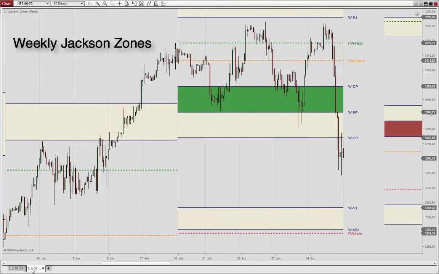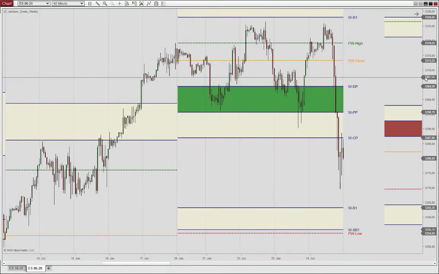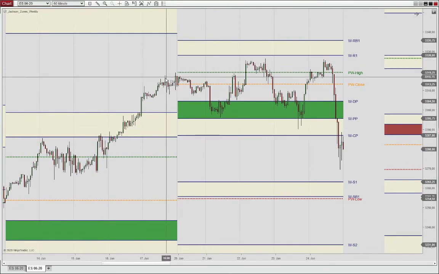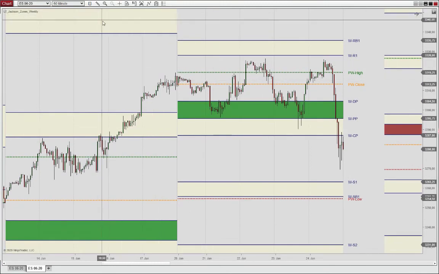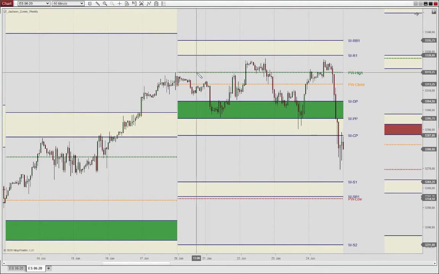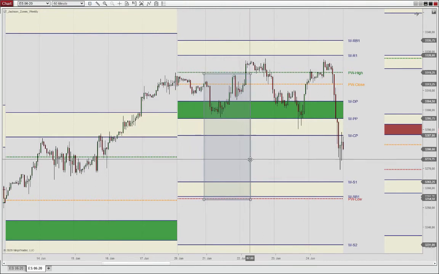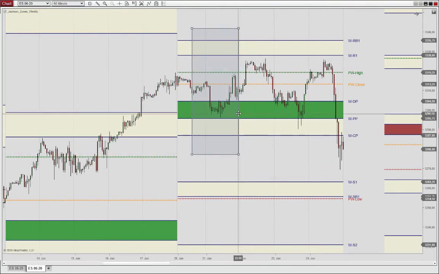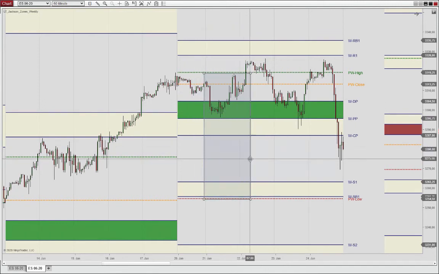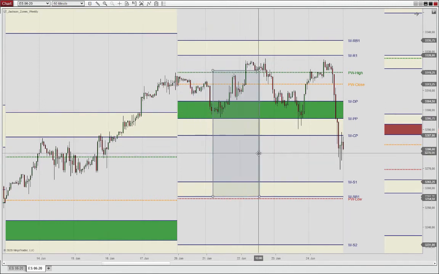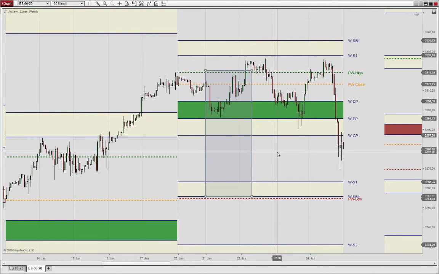We'll now have a look at the Jackson zones, because here we see the first support and resistance levels are symmetrical. Basically, we can do the same here, looking at the range of last week. And here we see that if you divide this in two, you will arrive at the first support and resistance levels.